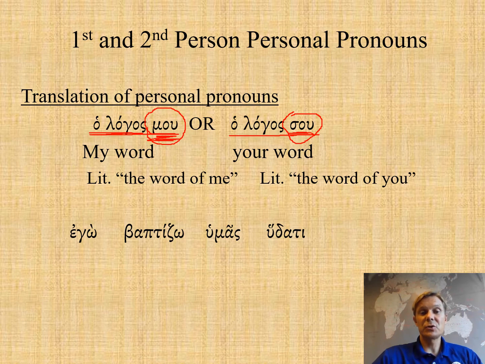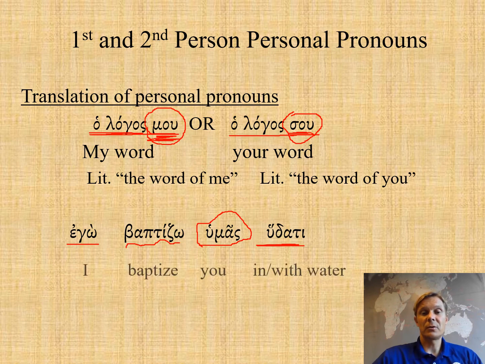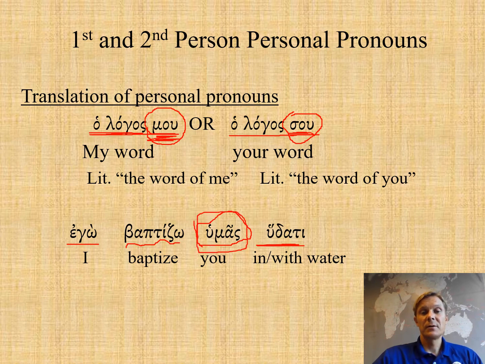Ego baptizo humas hydati. Here we have explicitly I, and this word we haven't had, baptize. Then we have a personal pronoun, and then a third declension word in dative singular. So, I baptize you in or with water. Notice this one: what is the case of this word? Yes, it's accusative.